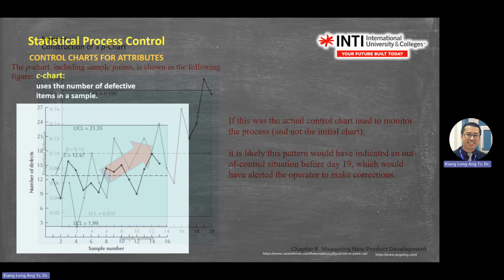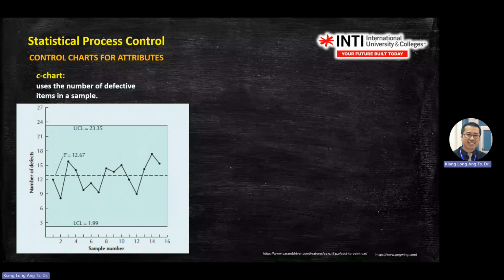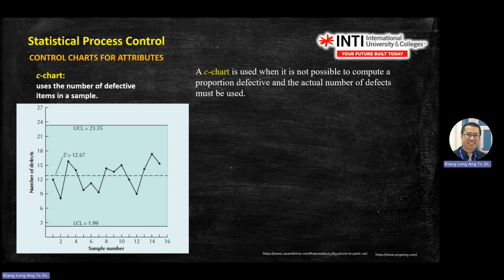Today we focus on a chart called C chart. In a C chart, the y-axis is the number of defective items in a sample versus the sample number. So it looks something like this. Quite similar to P chart, only you need to be careful on the y-axis. A C chart is used when it's not possible to compute a proportional defective and the actual number of defects must be used.